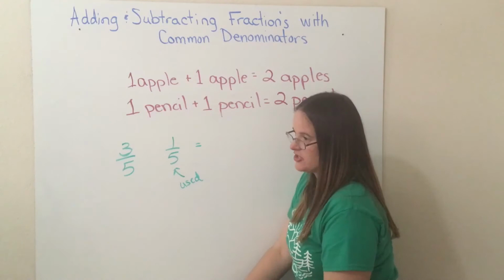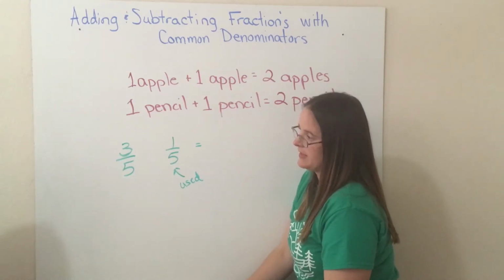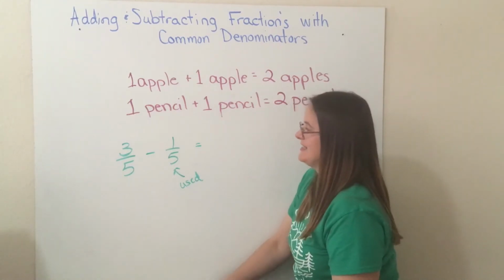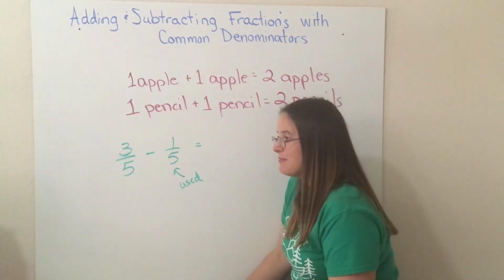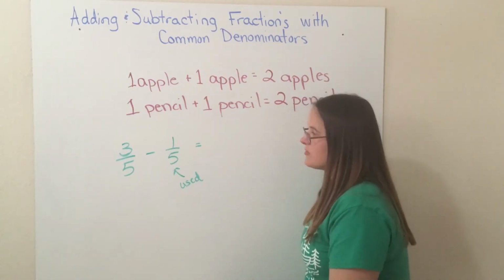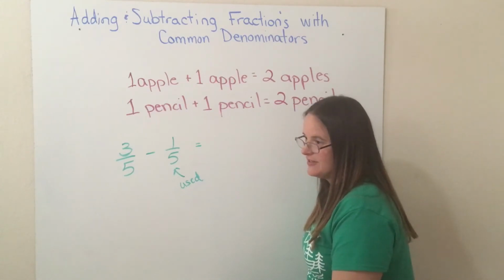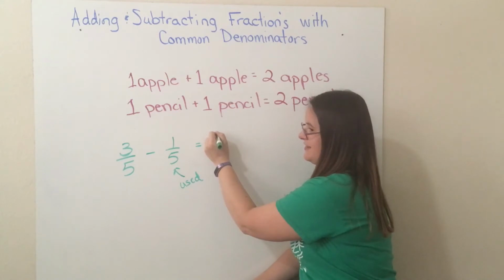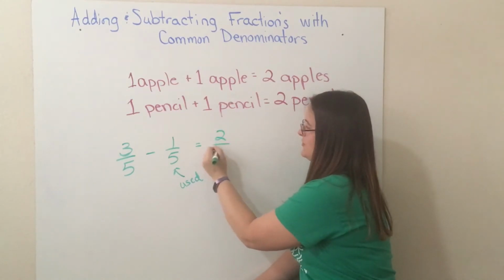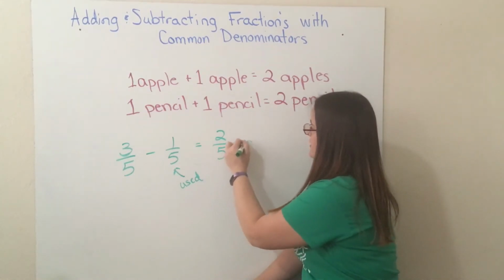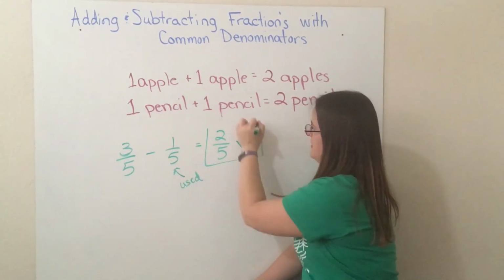Nyla, is that going to be an addition or subtraction problem? This is subtracting because you got rid of some instead of adding it. Exactly. So, Nyla, what are 3 apples minus 1 apple? 3 apples minus 1 apple would be 2 apples. What are 3 pencils minus 1 pencil? 2 pencils. So what are 3/5 minus 1/5? 2/5. And in this case, we're talking about a yard, so we'll label it.